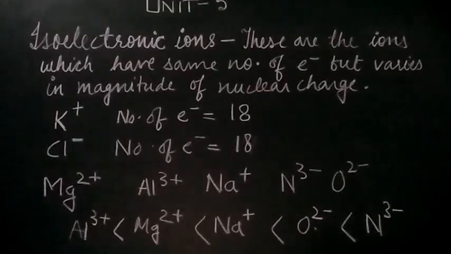So here in this case we have the aluminum ion, which has the highest nuclear charge. That is 13 units of nuclear charge, and the nitride ion has the smallest nuclear charge, that is 7 units. So in this case, the nitride ion, that is N3 negative, will have the largest size.